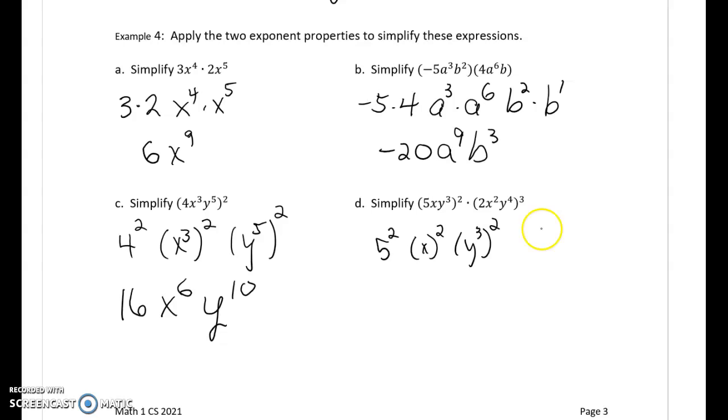The next example, we're going to distribute that 3. So that 2 is going to get an exponent of 3. X squared, exponent of 3. And that y to the 4th, an exponent of 3.